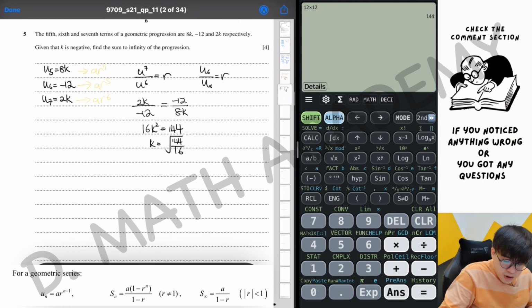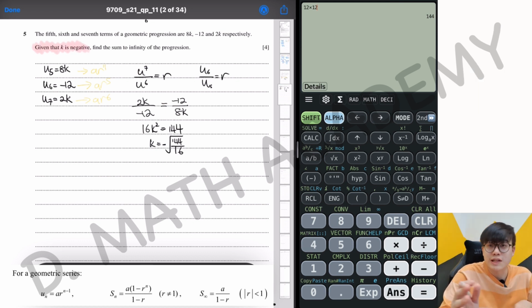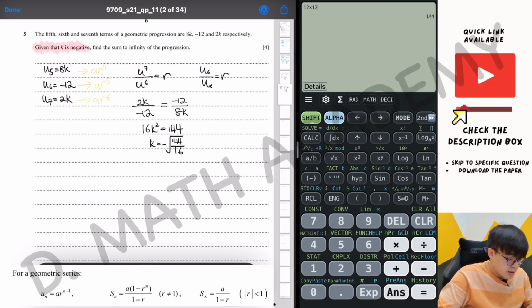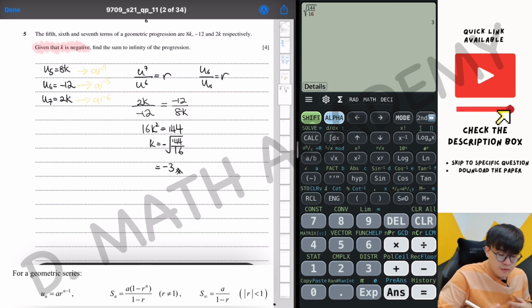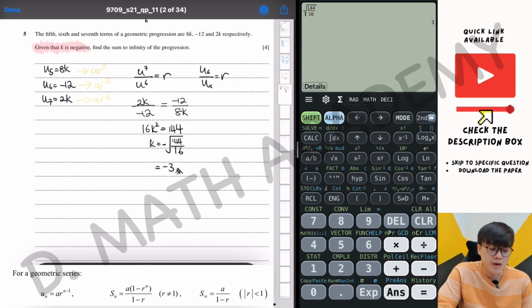They mentioned that k is negative. This is the key information here. They specifically mentioned that k is negative. So the k that we got will be this, which is -3. From here onwards, what you got was k only, but we still don't have our r and a's value.